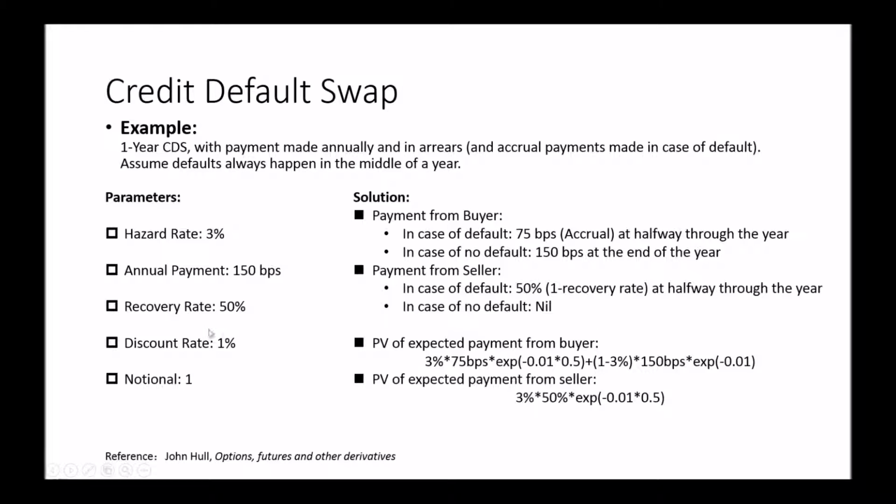And we can also calculate the fair spread. That is, if we assume X for the annual payment and we let the present value of expected payment from buyer equal that of the expected payment from the seller, we can calculate X. So we can solve for X if we want the net present value of the CDS to be 0. I will leave that to yourself. You can calculate the X. It will be very simple.